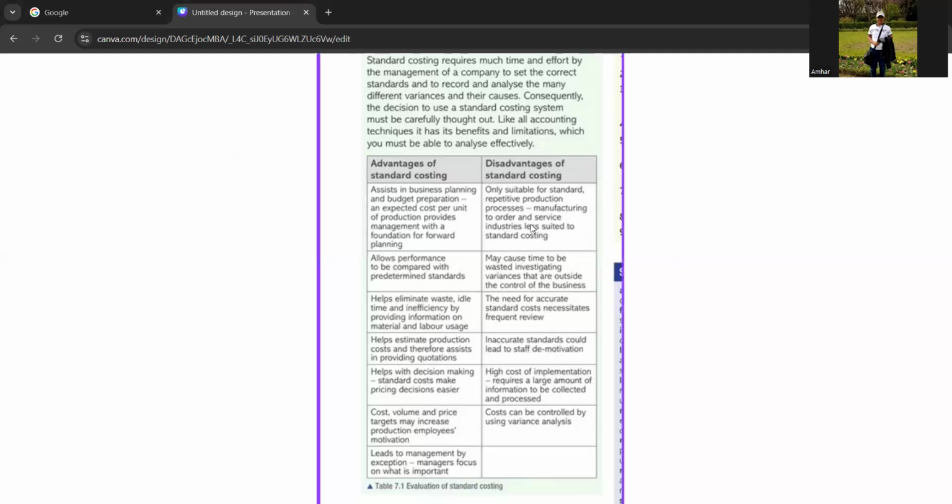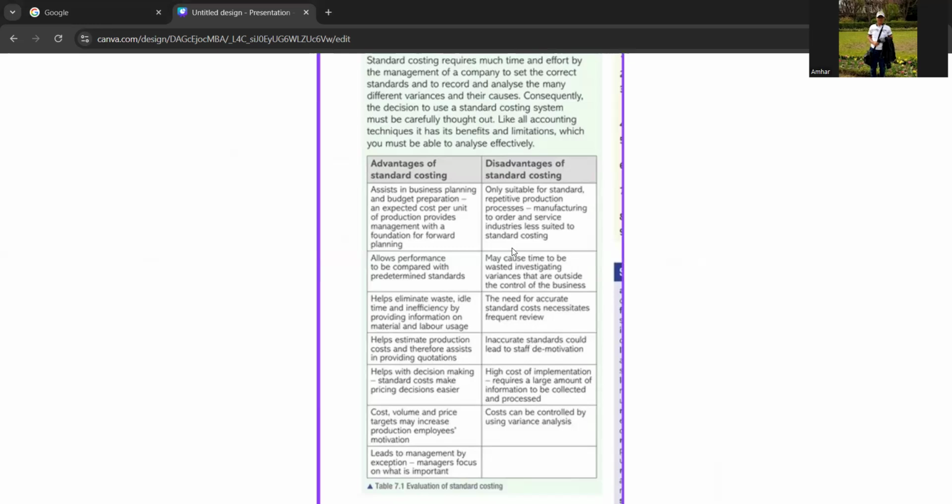Okay, all these are advantages, and we'll look at disadvantages. Okay, only suitable for standard repetitive production processes. Manufacturing to order and service industries are less suited to standard costing. So what they are saying is this standard costing system is suitable only for repetitive production processes, and for businesses like the manufacturing sector and all that, it is less suited.